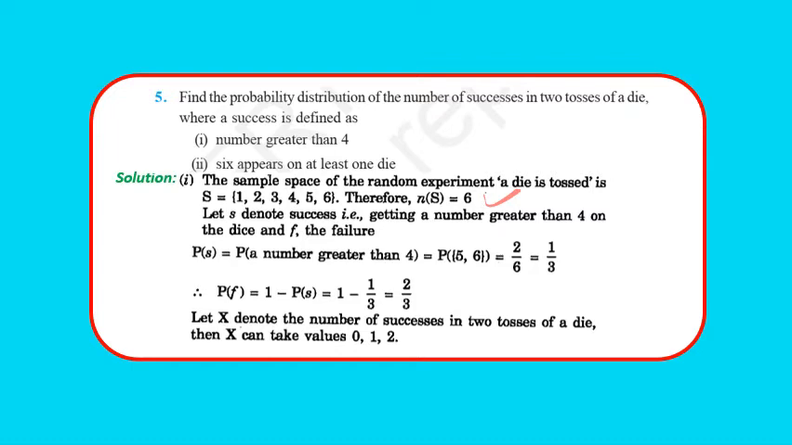Now S denotes the success, getting a number greater than 4 on the die, and F the failure. So probability of S equals probability of a number greater than 4. So it is 5, 6. So 2 upon 6, that is 1 upon 3. So probability of success is 1 upon 3 and probability of failure is 1 minus probability of success, that is 1 minus 1 upon 3, which is 2 upon 3. Now let X be the number of successes in 2 tosses of a die. So X can have the value 0, 1 or 2.